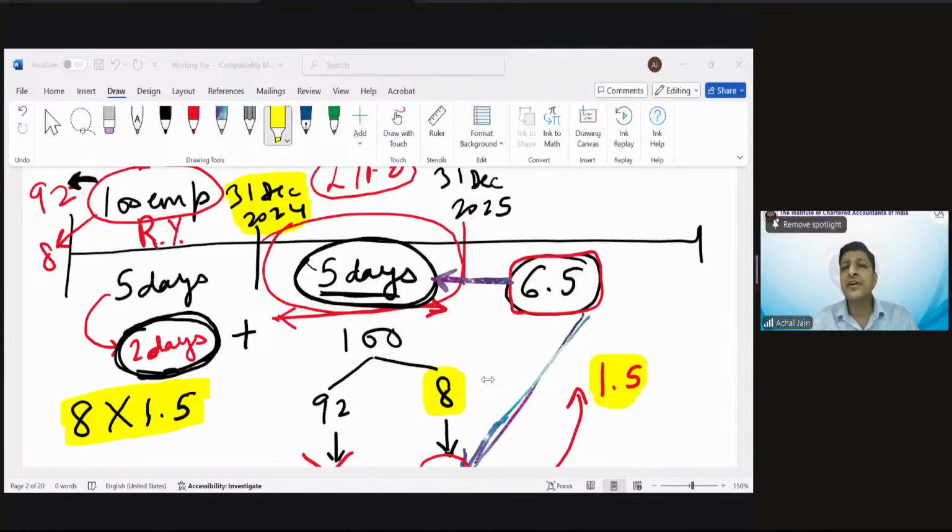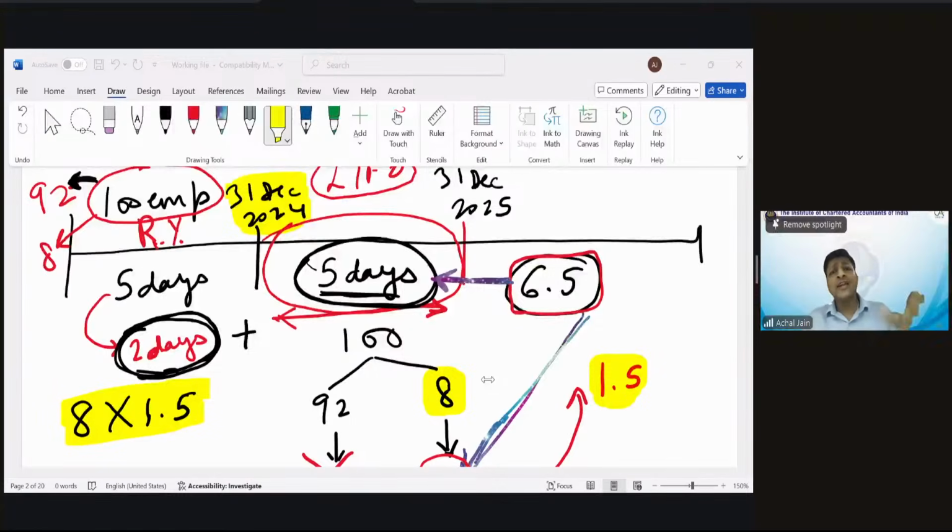So 1.5 is not deducted. See, in the year ended 31st December 2024, are you talking about 8 employees or 100 employees? 8 employees. How many leaves will they carry forward? 2. Okay. Now, what is the expectation of the organization, that out of these 2 leaves which the employee is carrying forward, the employee will be able to utilize only 1.5? Yes or no? Yes, sir. So the remaining 0.5 will lapse.